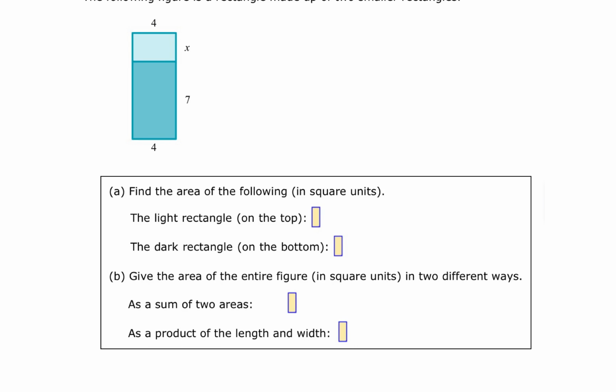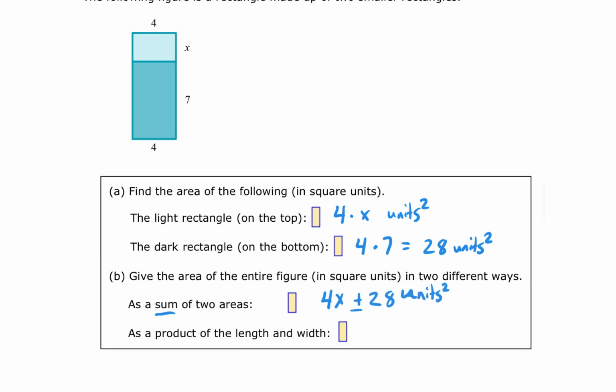Here's another one. First part of part A says find the area of the light rectangle on the top. That would be 4 times x, and we'll have that as square units. The dark rectangle on the bottom is a 4 by 7, so that would be 4 times 7, which is 28 square units. Part B says give it in two different ways. First way is the sum of the two areas. Well, we already have the two areas. The first one was 4 times x, or 4x, and the second one was 28. It says the sum, so we're just going to add those, and this will be square units.